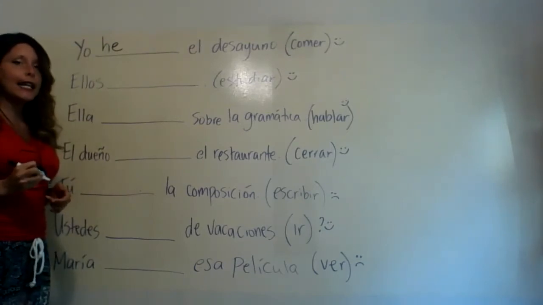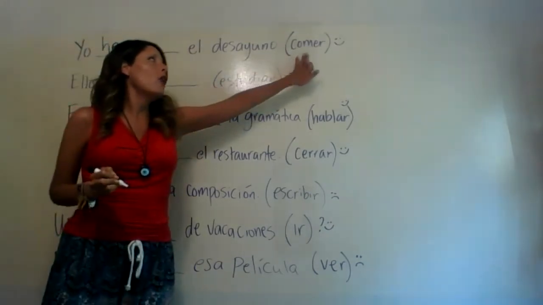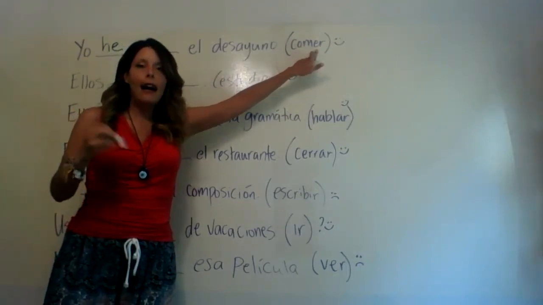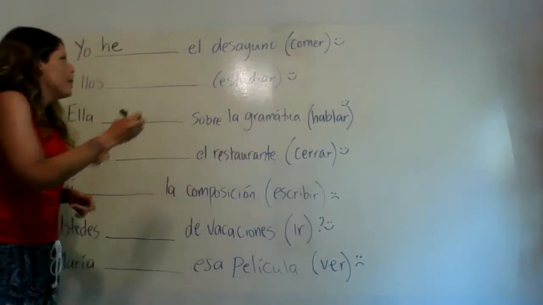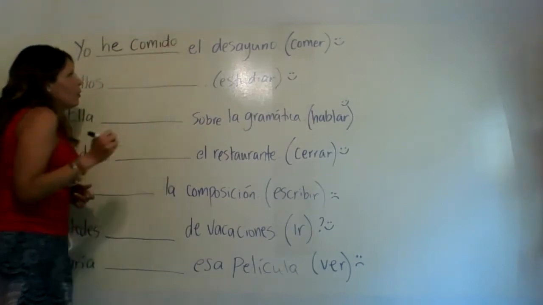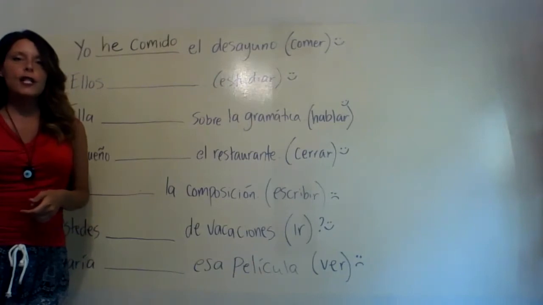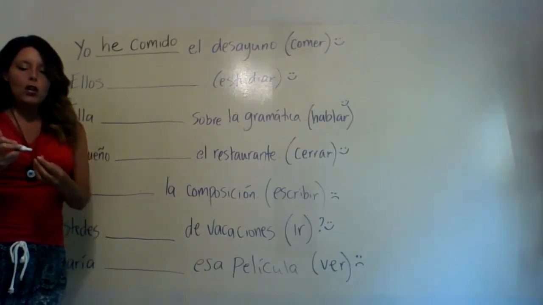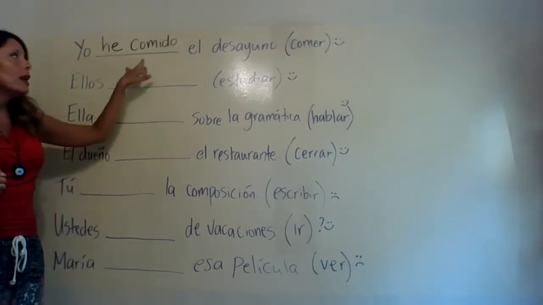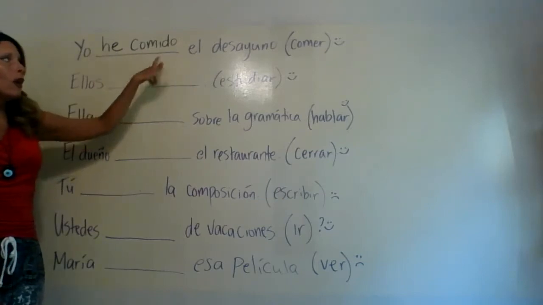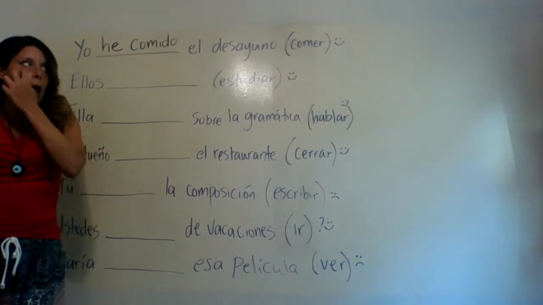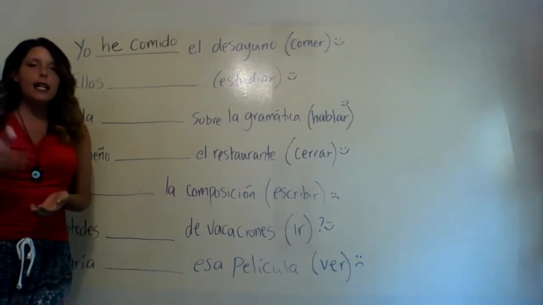It would be a, h, e, and then to make a participle out of the verb comer, I would chop off the ER and add what? IDO. So I'm going to plunk that down, and it will be comido, C-O-M-I-D-O. So the present perfect construction for that sentence is he comido. Yo he comido el desayuno. That whole sentence obviously means I have eaten breakfast.